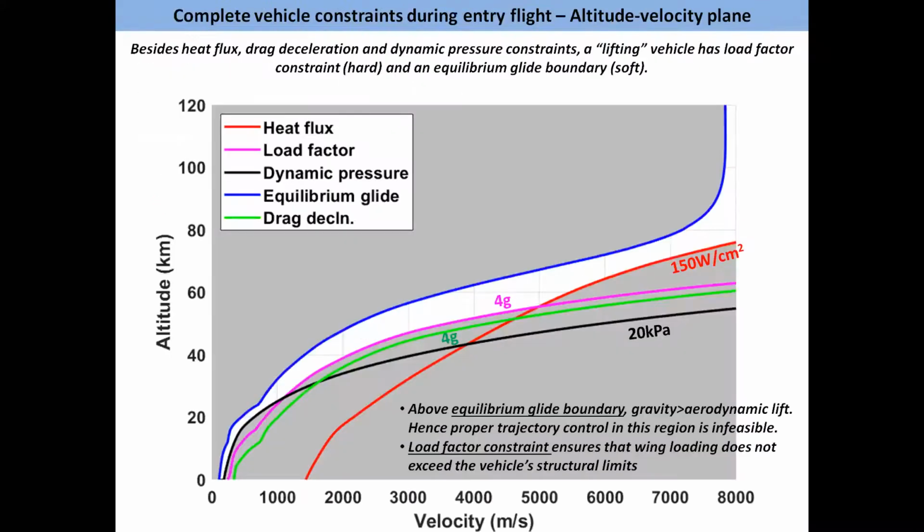Now, putting this constraint also into the altitude-velocity plane, this is how it looks. Now we have one more soft boundary defined here, which is called the equilibrium glide boundary. Along this boundary, the magnitudes of lift and gravity are equal. What this means is that if your vehicle goes above this boundary, gravity is more than lift, and hence you won't be able to carry out a stable level flight above that. And below that, you have sufficient control capability with the lift vector to move in whatever fashion you want.